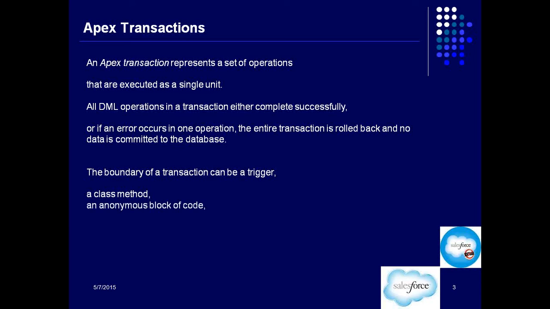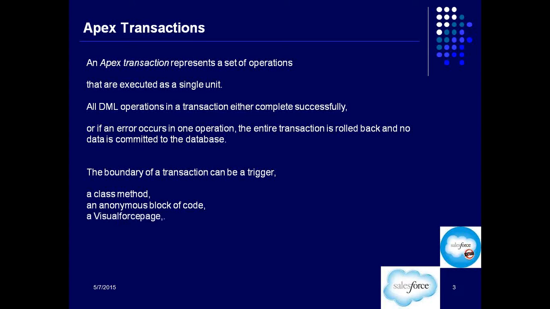An anonymous code block. Anonymous code block is something which we will discuss possibly in our next session. This is just code that you write at runtime and you execute. It's not a part of a method or anything. So that code block is also a boundary for an Apex transaction.